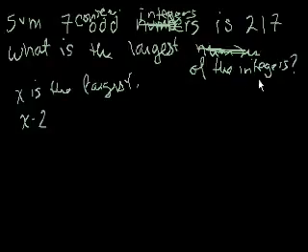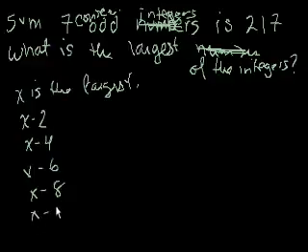What is the largest of the integers? So if x is the largest, then the next smallest one would be x minus 2, right? Because it's consecutive odd numbers, not just consecutive. Consecutive odd numbers are like 1, 3, 5, 7. You're skipping the evens, so that's why you're going up or down by 2, depending how you view it. So the next one down would be x minus 2. Then we'll have x minus 4, x minus 6, x minus 8, x minus 10, x minus 12. I think that's it. 1, 2, 3, 4, 5, 6, 7, right? Those are 7 numbers. They're separated by 2. x is the largest of them, right?